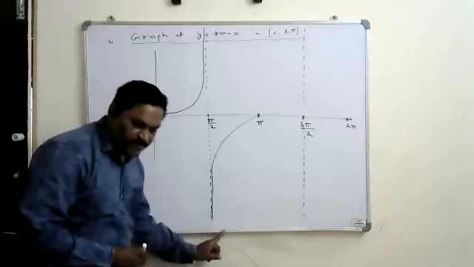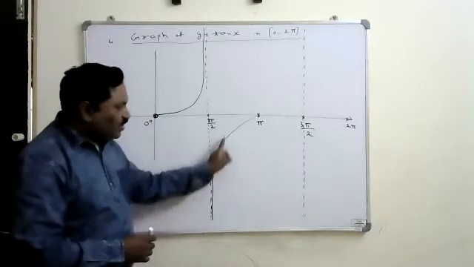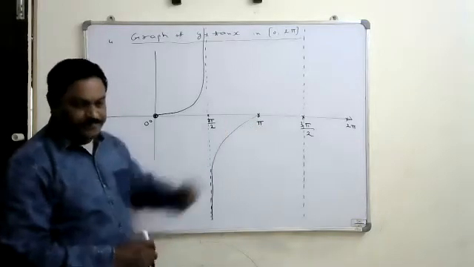So parallel to this infinite line, it will come. It is going to meet that line at infinity, and it will come along this line and meet at 0 here.